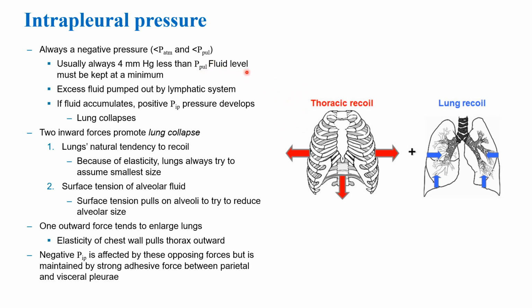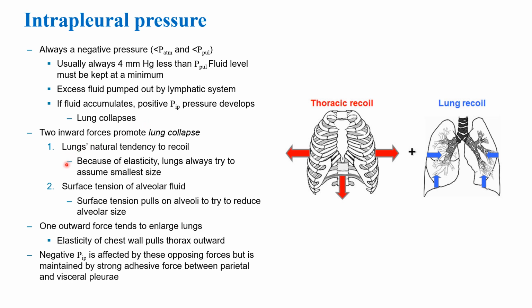In the pleural space we have a fluid, right? And that fluid level must be kept minimum. And how do we keep it minimum? Excess fluid is pumped out by the lymphatic system. If the fluid accumulates, this intrapleural pressure will become positive, and the lung will collapse.